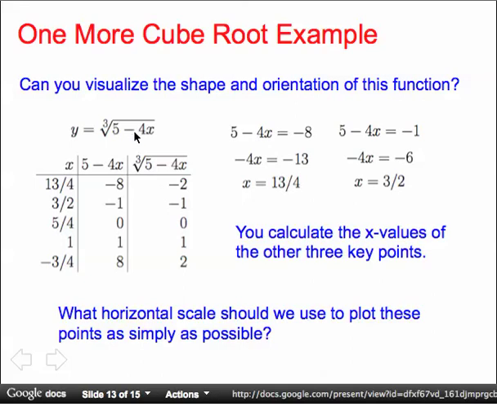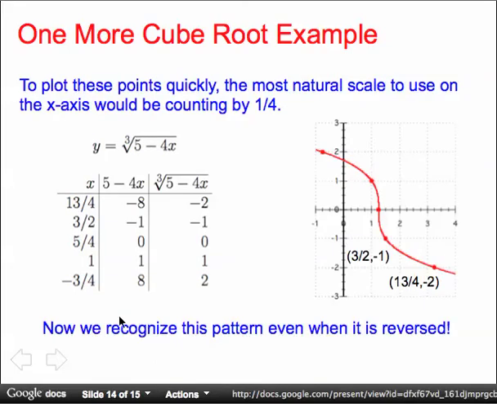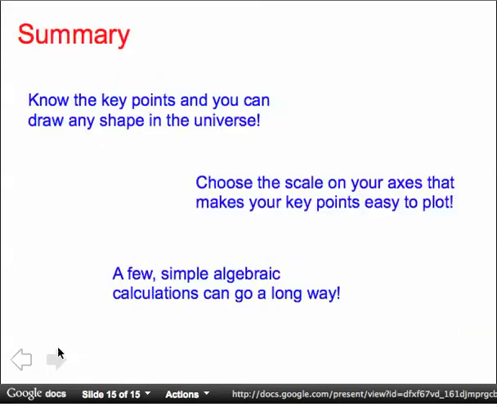If you have a more complicated function inside the cube root, you still create this table. Here I'm going to count by fourths, and I create a cube root shape that's backwards, but still 1/4 left and right, and then 7/4 left and right. What's the story? Know the key points of your shape, and you can draw any shape. Choose the scale on your axes that makes your key points easy to plot. Do a few simple algebraic calculations to find the good values of x to use in your plot.